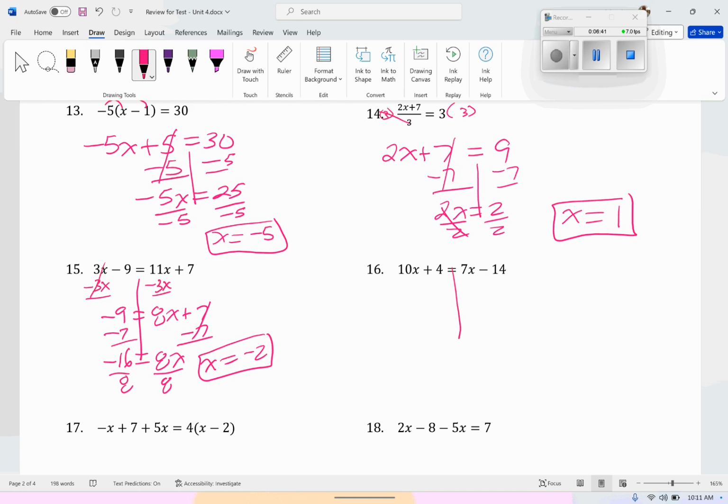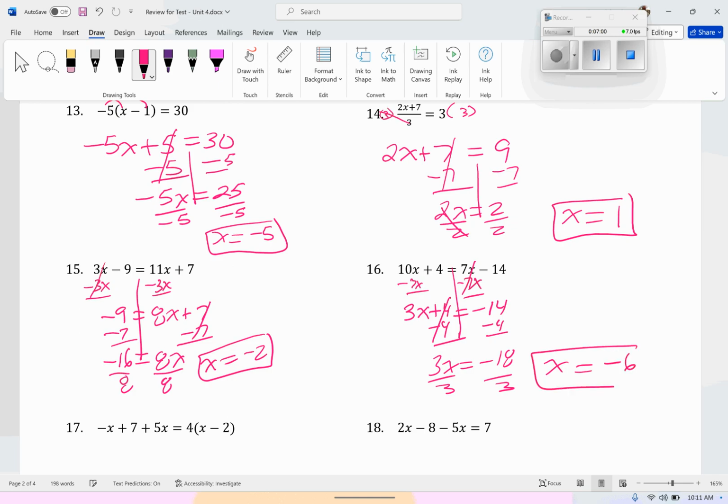Number 16, I'm going to subtract 7x from both sides. Those cancel, so that's 3x plus 4. It's equal to negative 14. Subtract 4 from both sides. Those cancel. 3x is equal to negative 18. Divide each side by 3. If you go negative 18 divided by 3 on a calculator, you get negative 6.